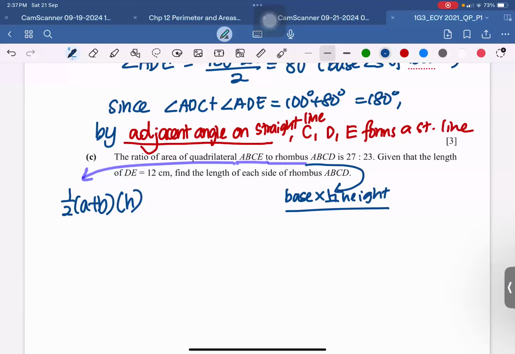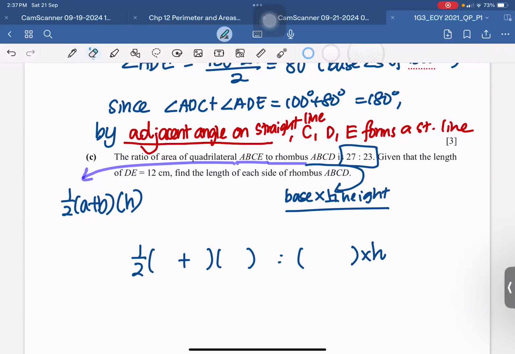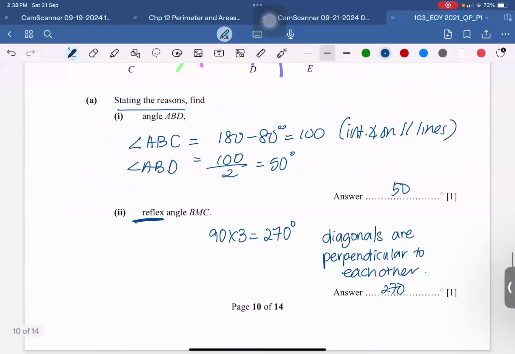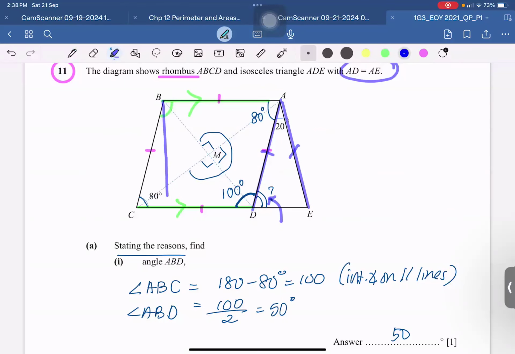They tell me that there is a ratio 27:3. So I should put the area of quadrilateral, half A plus B times H, is to the base times the height H. Okay, what do we know over here? We don't know the height. The height is unknown. So this is my height. I just let it be H.